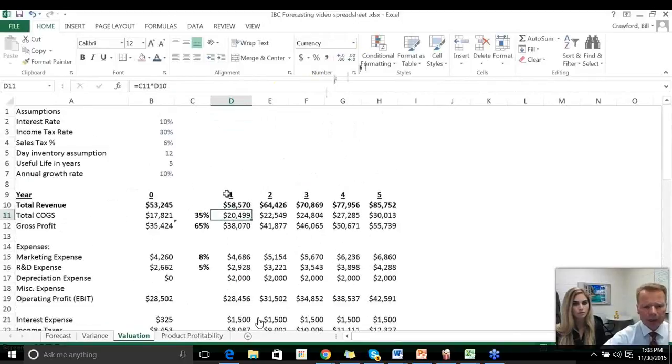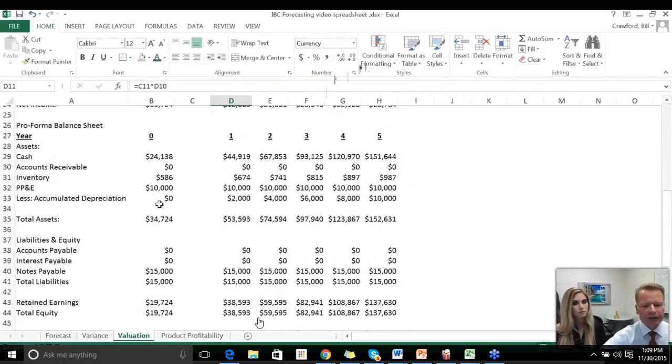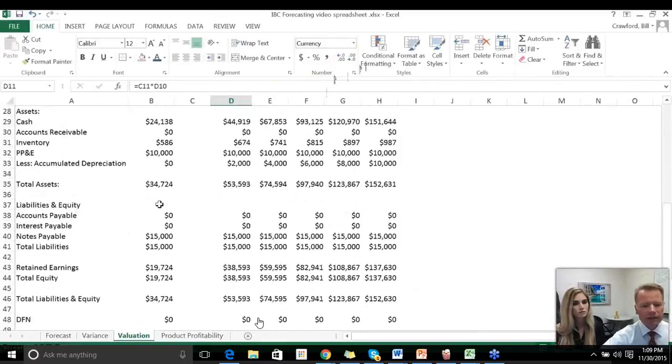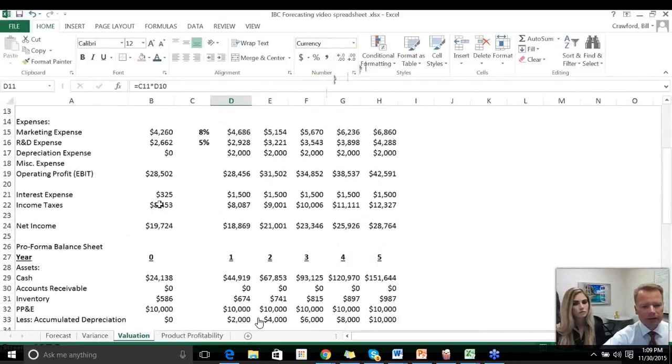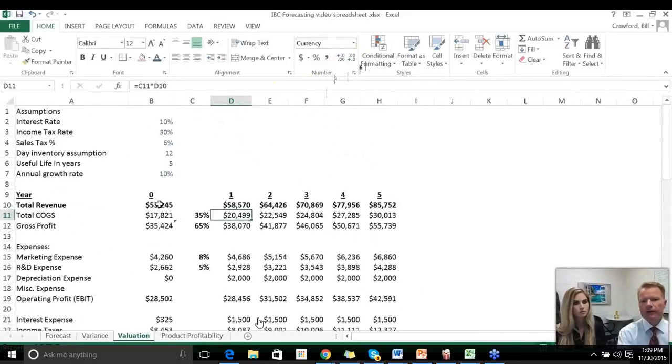So, I'm going to let you go ahead, build your 5-year forecast, get yourself all set up with a balanced balance sheet and all those things you need so that you have an income statement and a balance sheet for 5 years. And then we're going to come back and show you how to put a value on your company. Sound good? Sounds great. All right. We'll see you in a few.